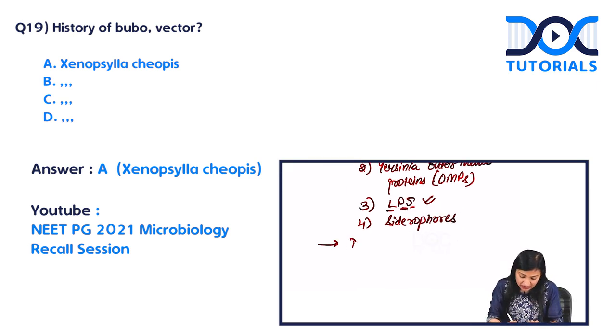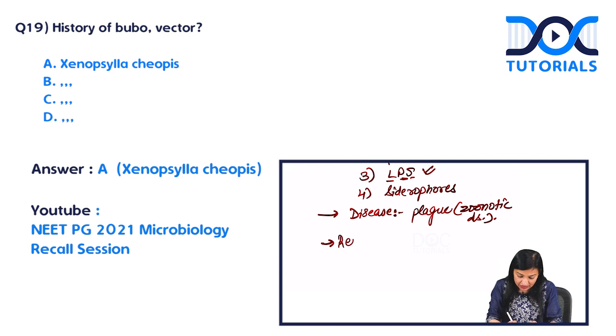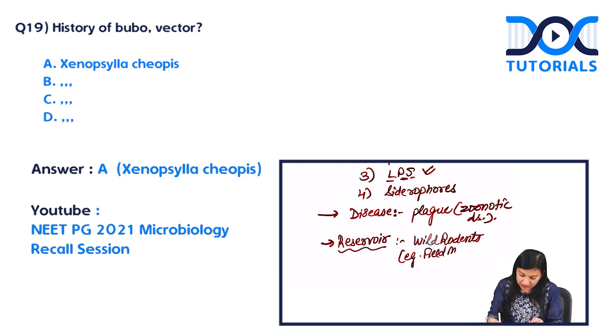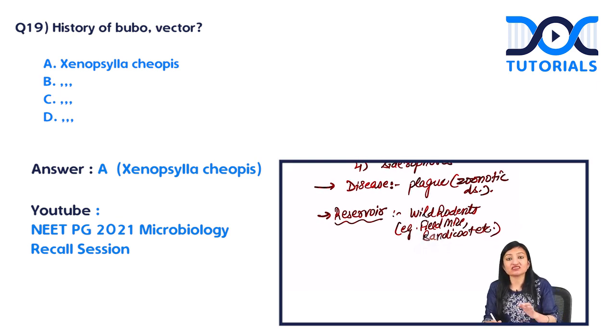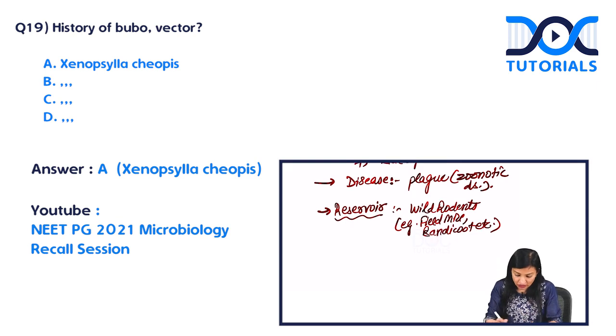Now the disease which this organism causes is known as plague. It is a zoonotic disease, that is, it is acquired from animals. Now, since it is a zoonotic disease, expect the organism to have some animal reservoir. The reservoirs are actually wild rodents, for example, field mice, bandicoot, etc., and not the domestic rodent Rattus, which was initially thought. And the vector is rat flea.